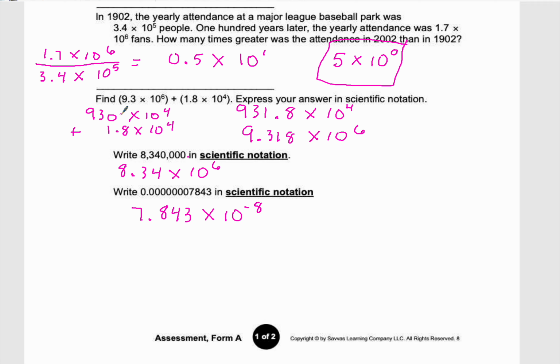Okay, how are we feeling? All right. Any final questions over this page before I turn you loose? Nope. All right.